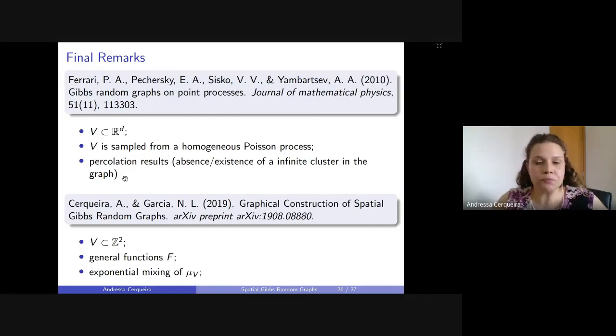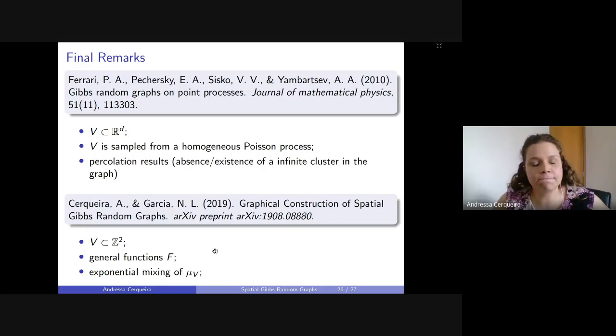Okay, so here, just to make some comparisons, let me talk a little about what we can think of as new results for this process. In this paper here, to be fair to the authors, what they did is consider actually V on R^d, and in our paper we just look at V on Z^2. They also consider that V can be fixed or can be a sample from a homogeneous Poisson process. We did not do that.